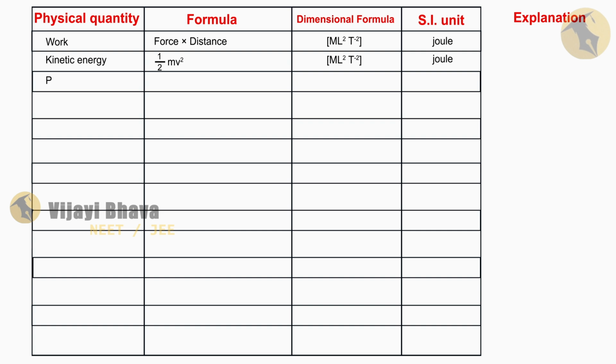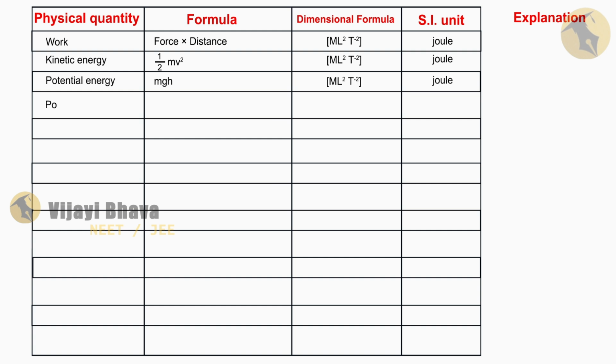The next one, potential energy. Potential energy has a formula PE is equal to mgh. Here m has the dimensional formula M1. G, acceleration due to gravity, has the dimensional formula L1 T minus 2 and height has the dimensional formula L1. So the entire thing becomes M1 L2 T minus 2.